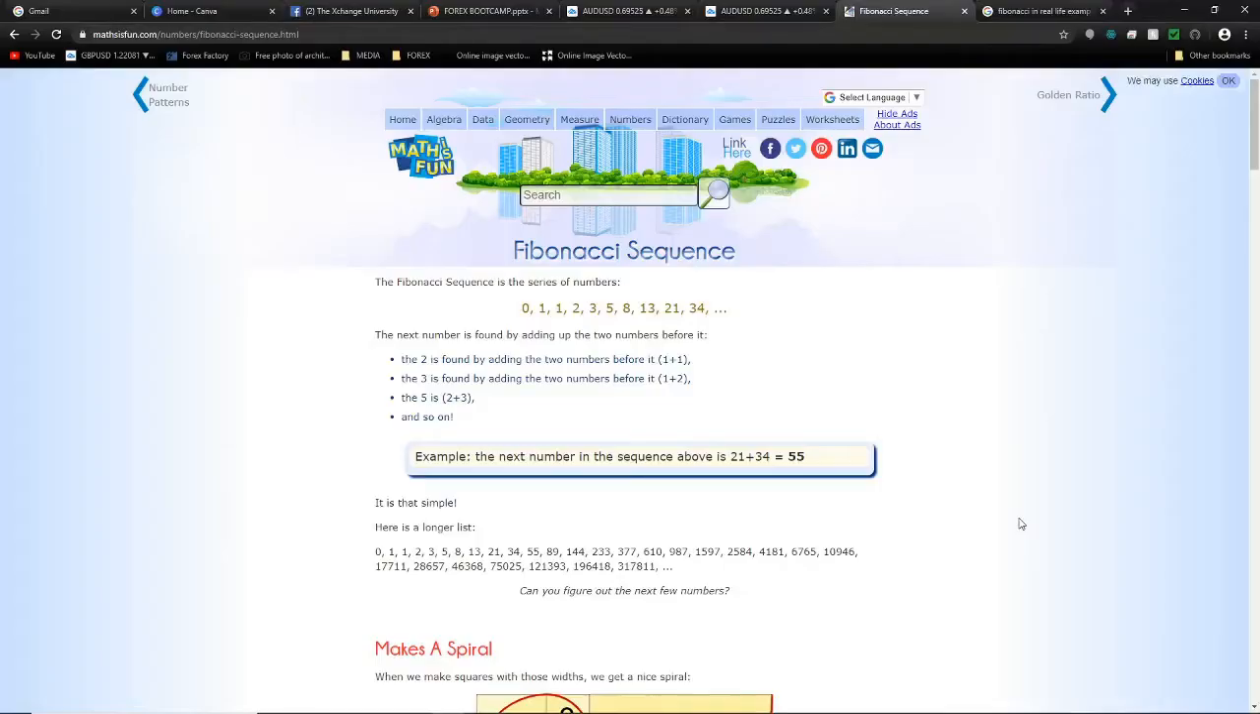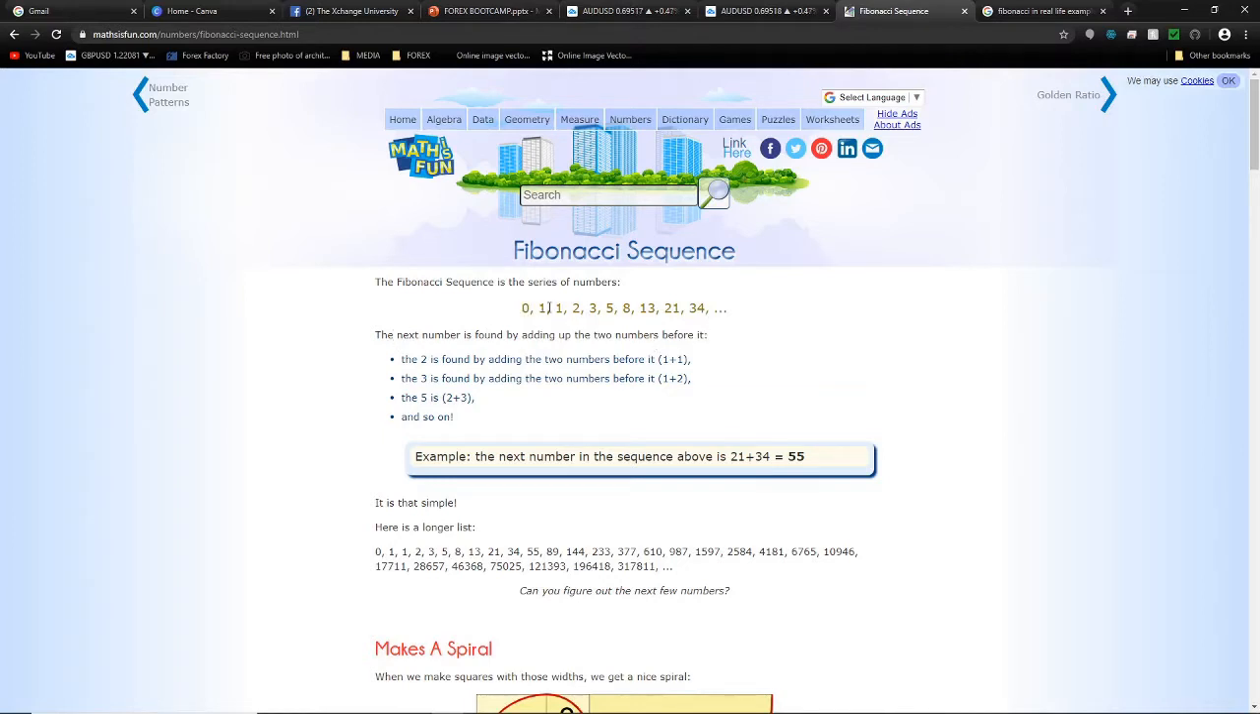In this section, I'm going to be going over Fibonacci. Some of you may know what Fibonacci is or have heard about it before. But essentially, it's a mathematical sequence. As you see here, the series starts at 0, 1, 1, 2, 3, 5, 8, 13, 21, 34. So the next number is found by adding up the two numbers before it.